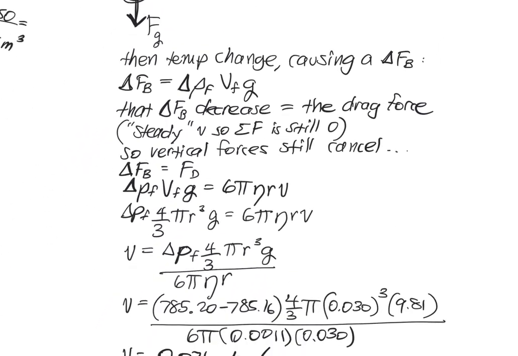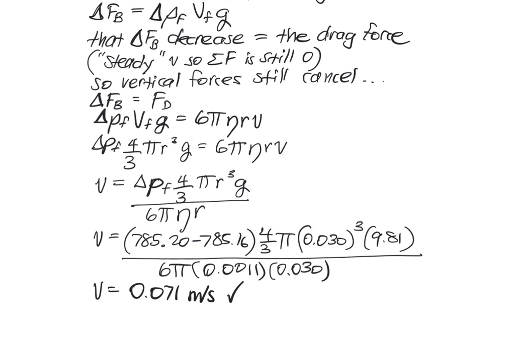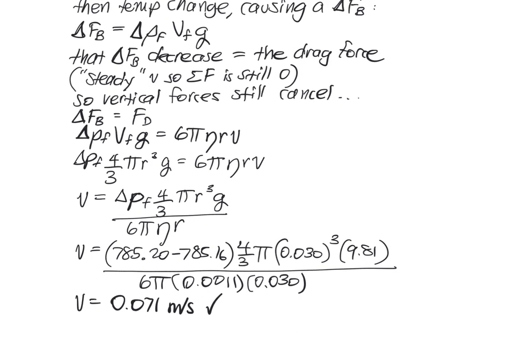And so I kind of stuck that in. Change in the density times 4/3 pi r cubed times g equals 6 pi viscosity r v. So if we solve for v by itself, we get that the speed is the change in the density of the fluid times 4/3 pi r cubed g divided by 6 pi viscosity r. Did you get that?